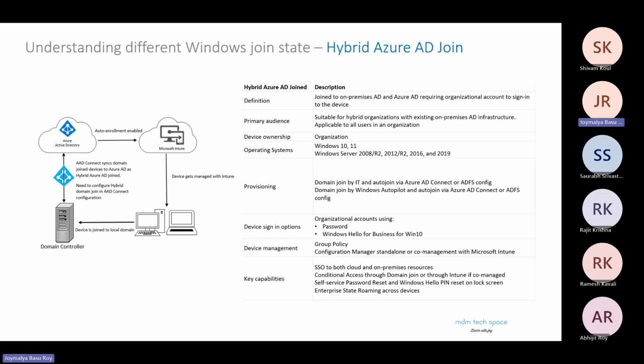Why? Because for a hybrid Azure AD joined state device, the authentication request is always going back to the Kerberos or to your on-premises Active Directory. And your on-premises Active Directory does not have cloud account. यही major difference है. Okay.